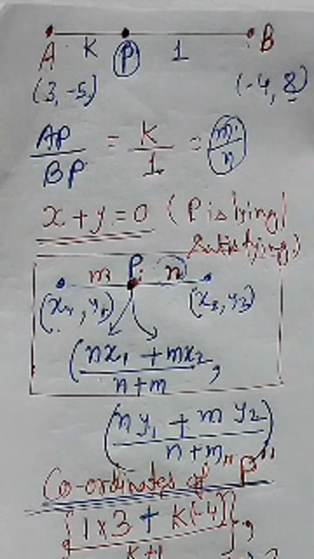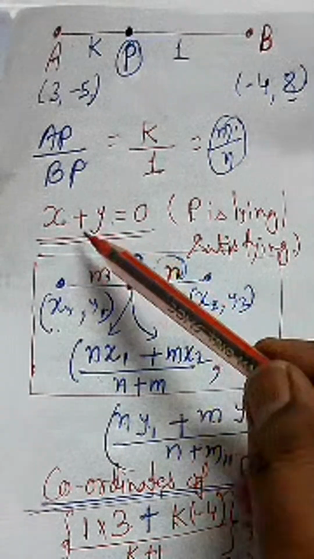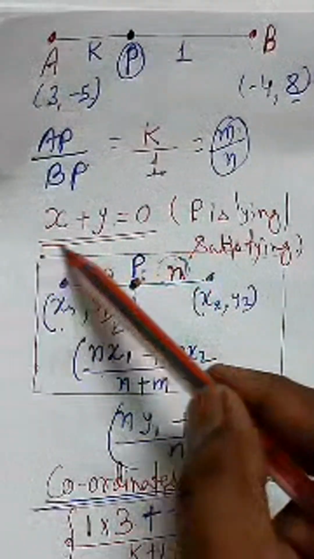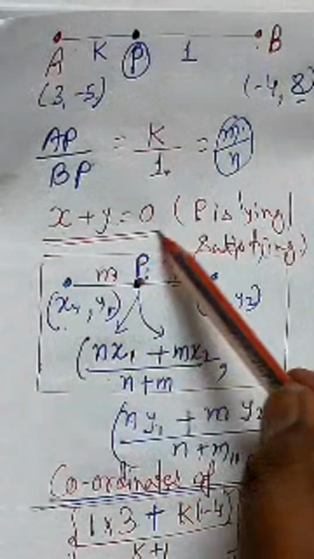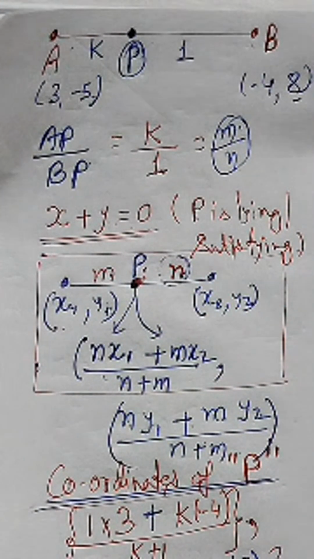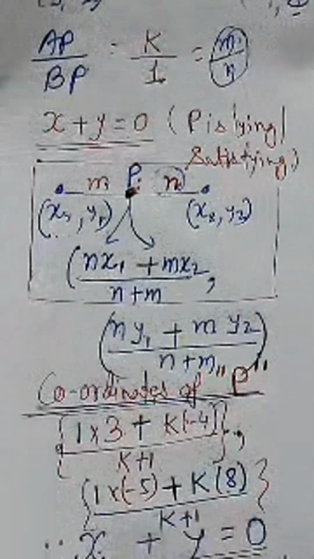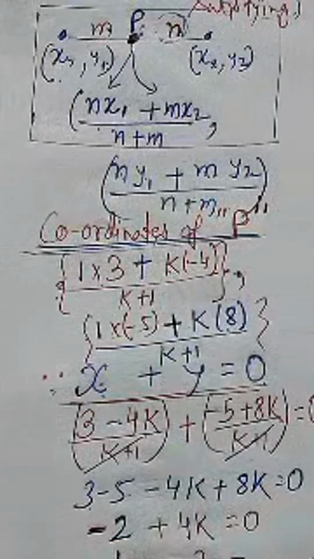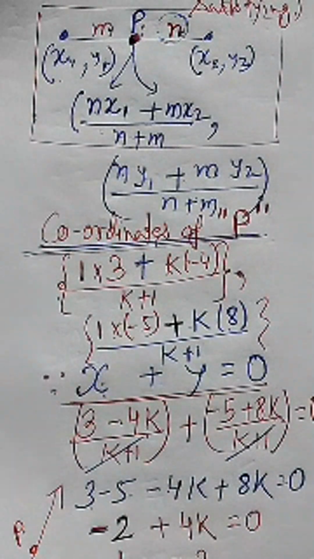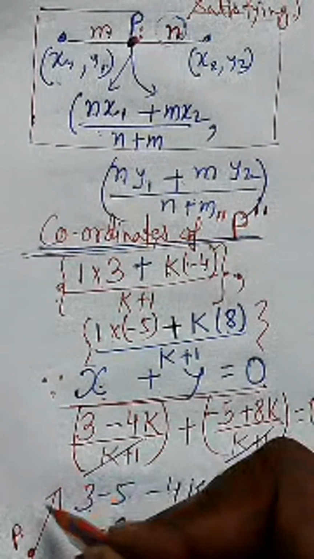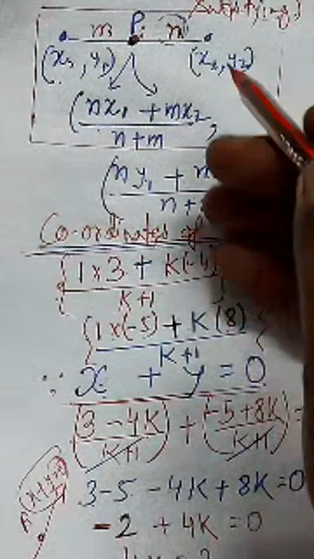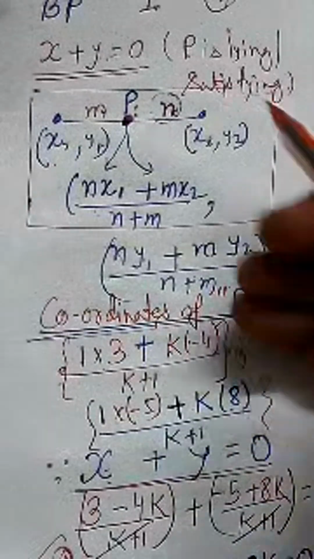So when you put the values, it is also given that this point P is lying on the line x plus y equal to 0. So this is the equation of a line, x plus y equal to 0. If P is lying on it, then definitely it will satisfy the relation x plus y equal to 0.